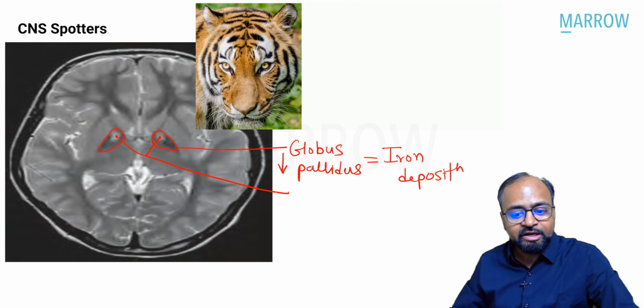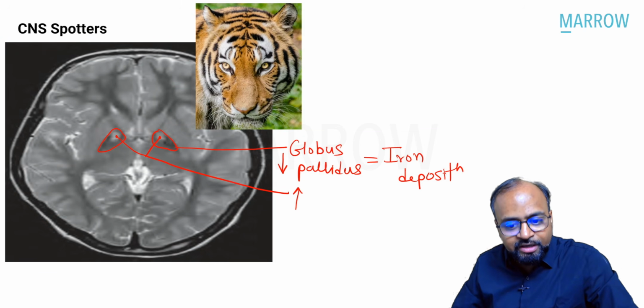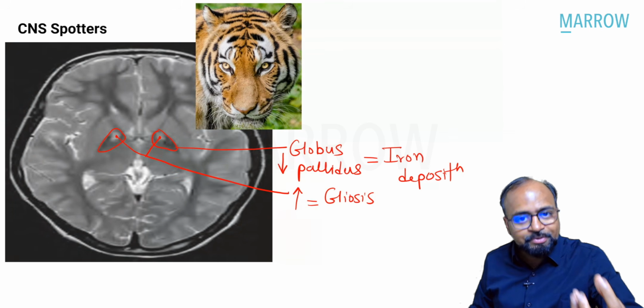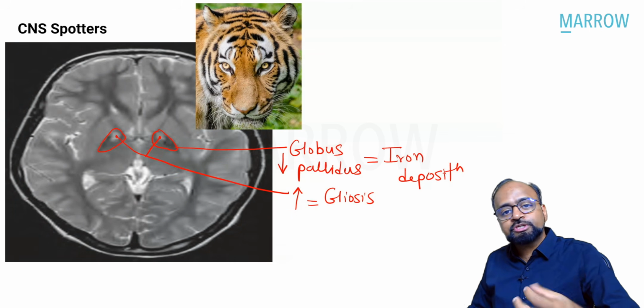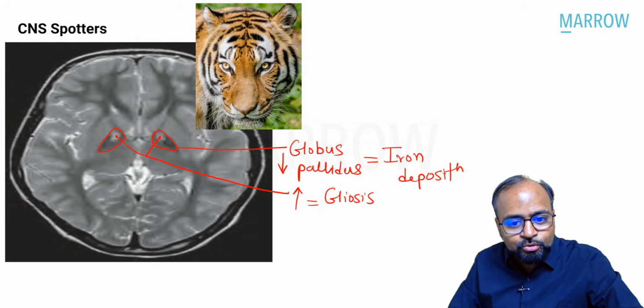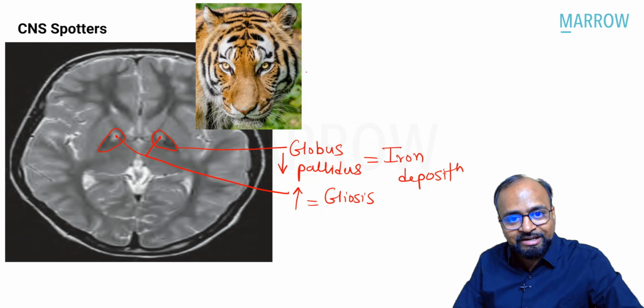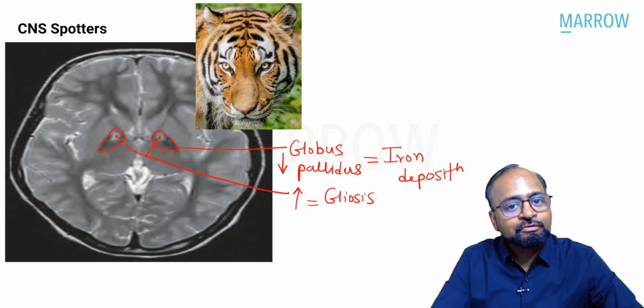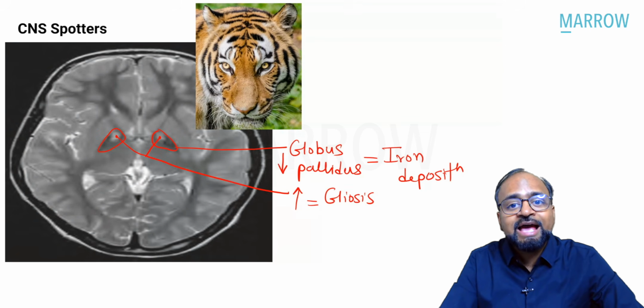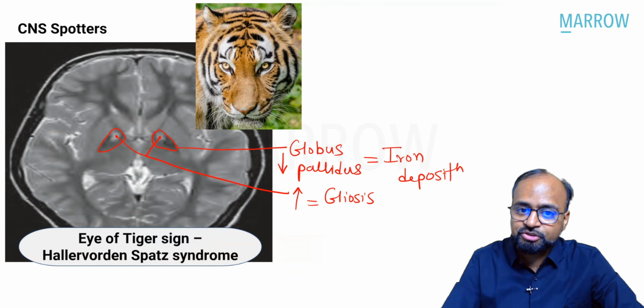So the dark appearing, or hypointense, globus pallidus is because of iron deposition within it. But what is that white area? That bright appearing area within the globus pallidus is because of some amount of gliosis which is happening within it. So this dark appearing globus pallidus because of iron deposition with a central bright area due to gliosis is likened to the appearance of the eye of the tiger. So this is what is called the eye of the tiger sign, seen in what? Seen in a peculiar condition which is called Hallervorden-Spatz disease or syndrome.